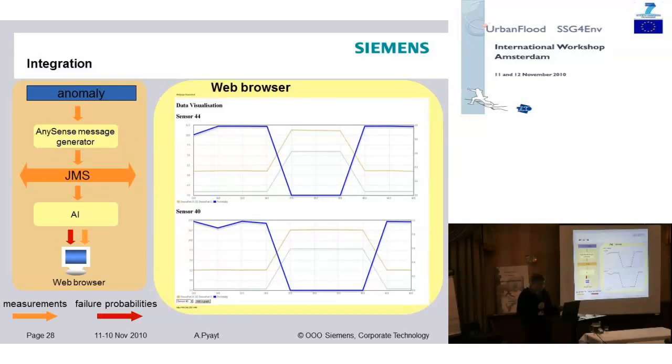Here are the results of our testing. We have increased some parameters, and the probability, the blue line, goes from 1 to 0. 0 means abnormality.